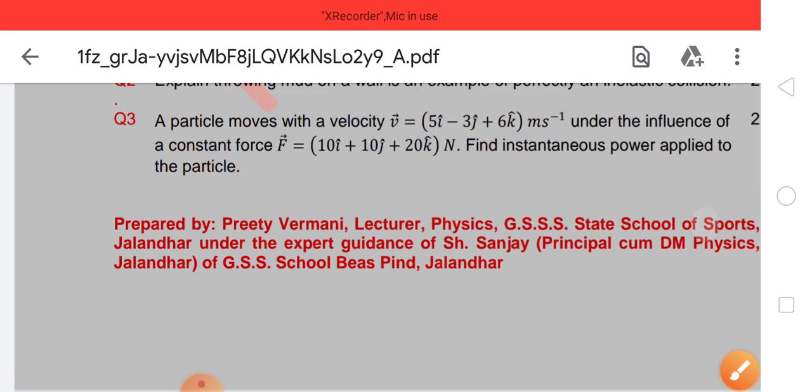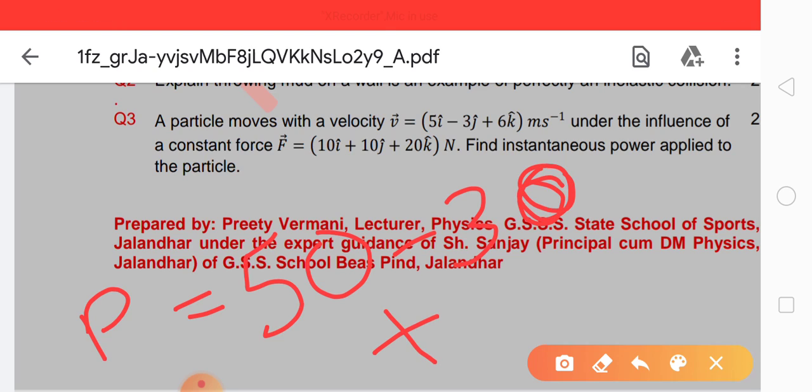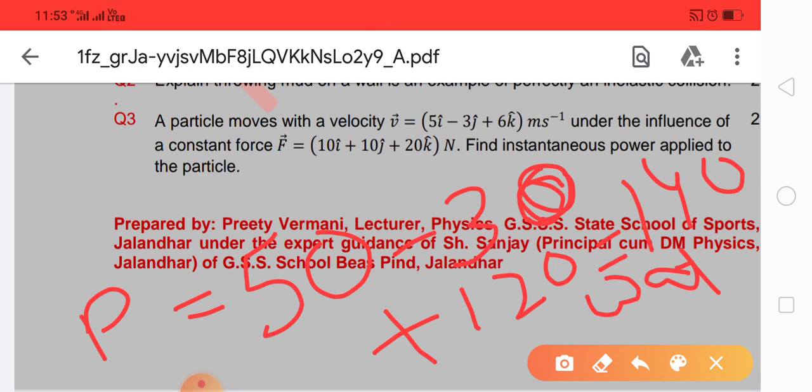Now to find the dot product, P will come out to be a scalar. Don't apply vector on P. I cap coefficient is 5. Here I cap coefficient is 10. So 5 into 10 is 50. Minus 3 and 10, minus 30. j cap dot j cap will be 1, i cap dot i cap will be 1, k cap dot k cap will be 1. 6 into 20 is 120. So the answer will be 140. What is the unit of power? That is watt.